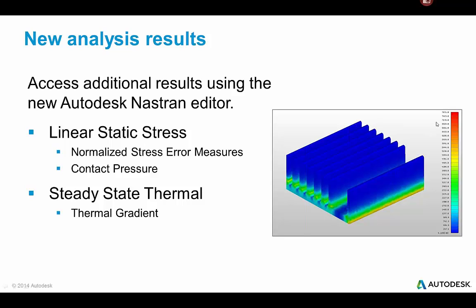So if you have two parts that are in contact, you can look at the pressure in between the two objects as a contour. For those of you who are doing thermal analyses, you've been asking us to integrate a result type called thermal gradient. Now this is available, so that's what you're looking at in this image right here. This is the thermal gradient for this analysis for a thermal result. Those are the types of results that come standard with Autodesk Nastran editor. If you simply run your analyses in the editor, you're going to be able to get all these different types of analysis results.